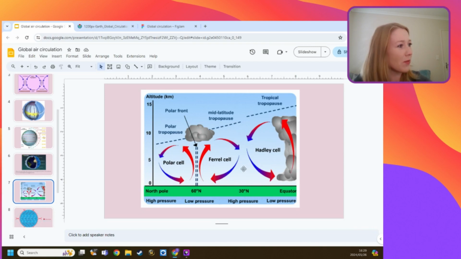Okay, then the next thing to note is where the air is sinking. So you can see from the Hadley and the Ferrel cell, it's sinking around here by the 30 degrees latitude. 30 degrees, that is both north and south. At the moment, I'm just drawing the southern hemisphere.